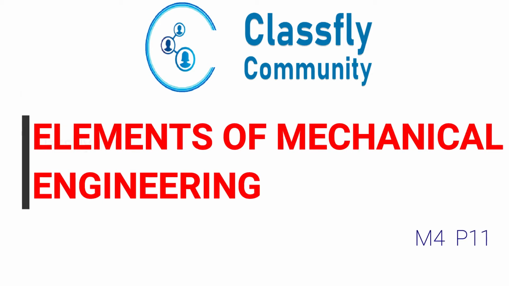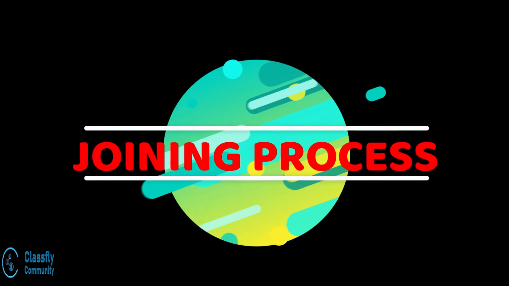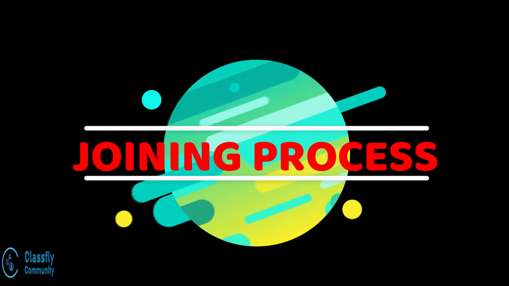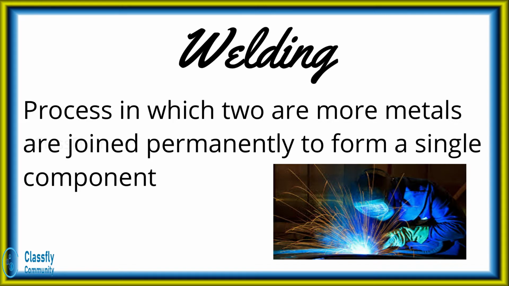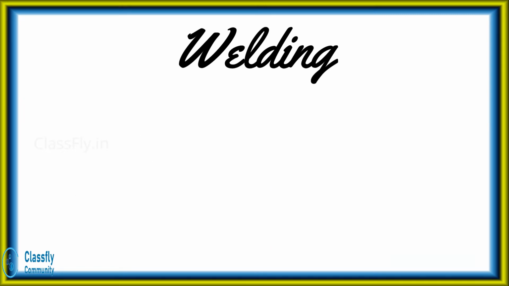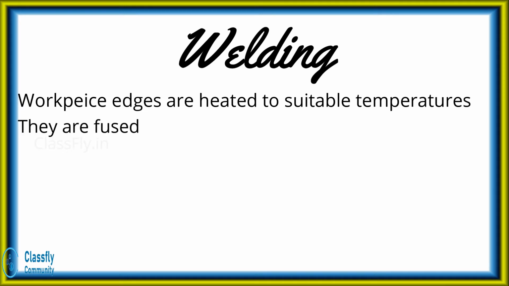Hi guys, today let us study about the third joining process, that is the welding process. Well, welding is a process in which two or more workpieces, usually metals, are joined permanently to form a single component. The joining is carried out by heating the edges of the workpiece to a suitable temperature and then they are fused together with or without the help of pressure.